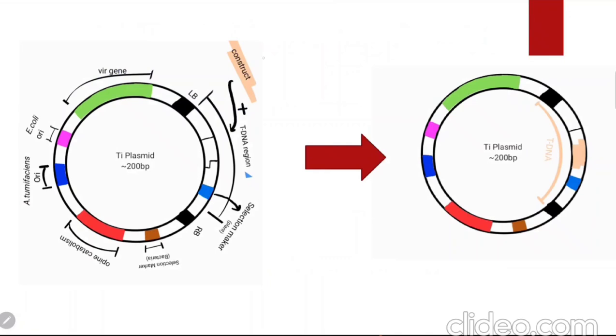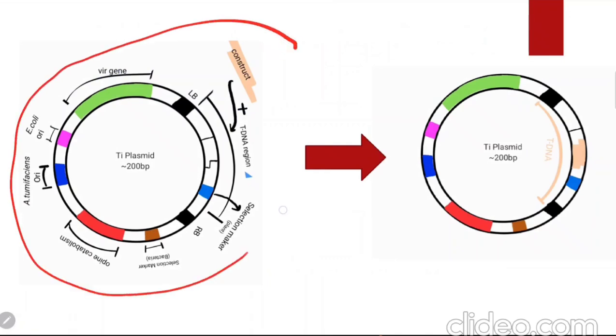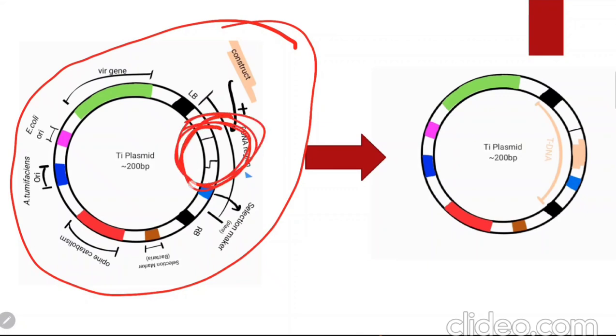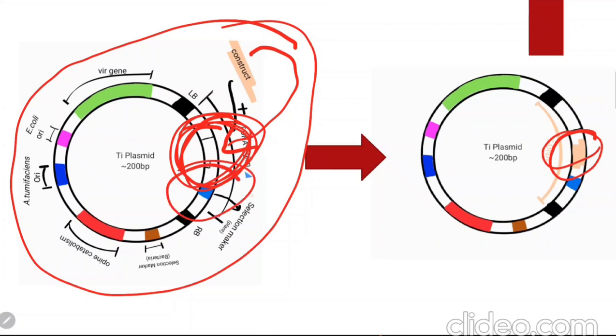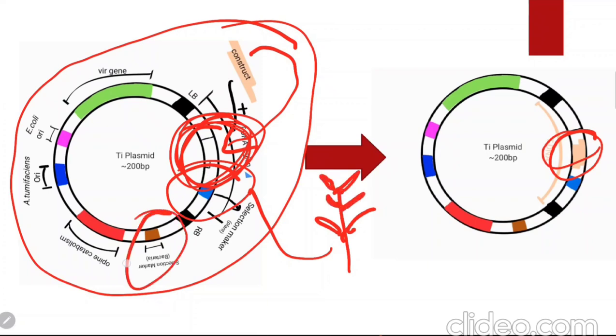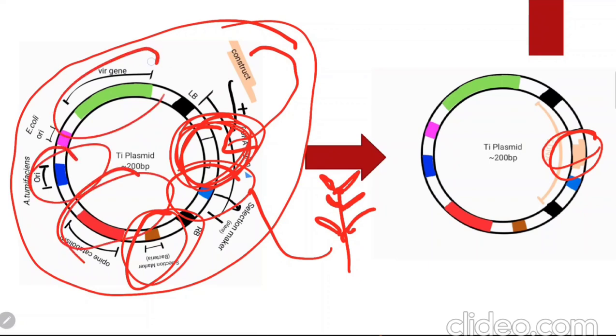So like this, this is your Ti plasmid with auxin and cytokinin genes. We will cut these genes from here and insert our GOI in their place. It also has a selection marker, a plant selection marker, so that we can identify which plants have been transformed and which haven't. Then a bacterial selection marker, opine catabolism region, ori site, virulence region.